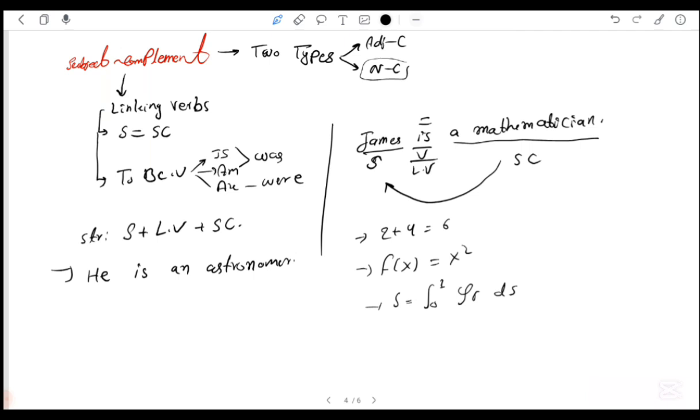So today we learned about subject complements and how they work with linking verbs. Remember the structure: a subject, linking verb, subject complement, and a subject complement can be a noun or adjective. A noun is like a teacher, police, astronomers, biologists, and these things. In the next lesson, we will learn more about types of sentences, like positive sentence, negative sentence, and interrogative sentences.